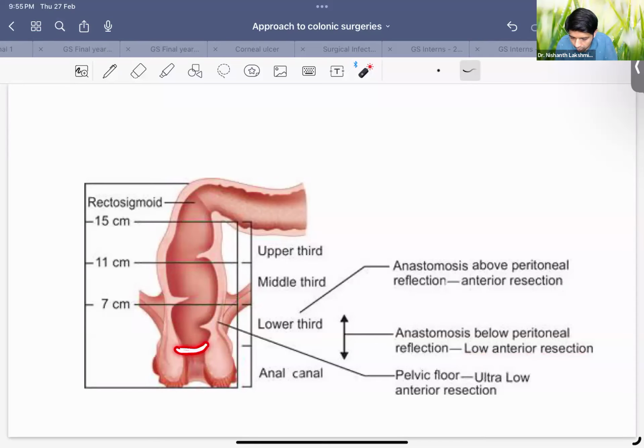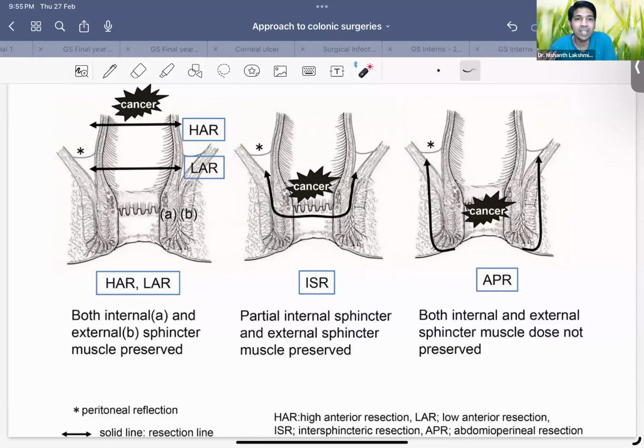Now this is your anorectal junction, because the anal canal is 4 centimeters, correct? Anything above that is called the rectum. So if it is very close to this anorectal junction, that means within 2 centimeters, if the anastomosis is within 2 centimeters of this area, then you're going to call it an ultra low anterior resection. Next is your intersphincteric. So normally the idea is to preserve the internal and the external sphincter.